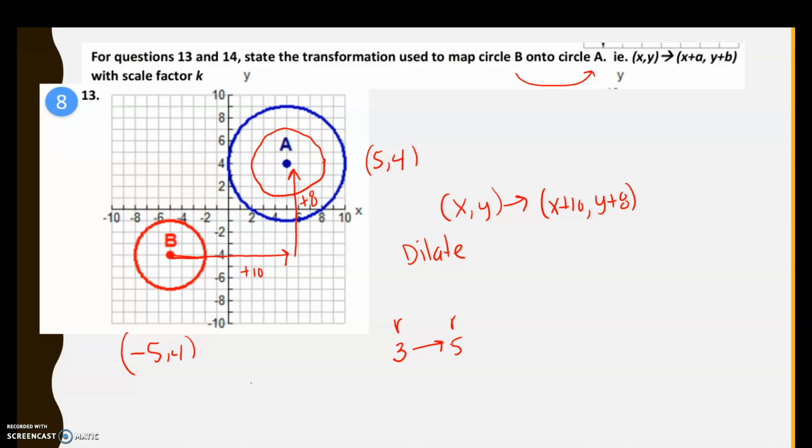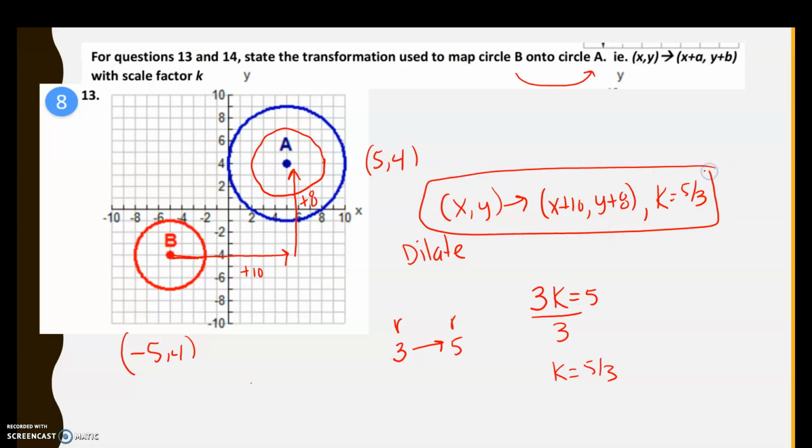How do I do that? Well, starting off with 3, I'm dilating it by some value I don't know, but I have to end up at 5. So what is my value of k? k is equal to 5/3. So when I type this into my Go Formative, I should just have it as this. I believe I also accepted if you did 10, 8, and 5/3, because those were the unknown pieces that you had to fill in. Again, 8 and 9 were the same thing.